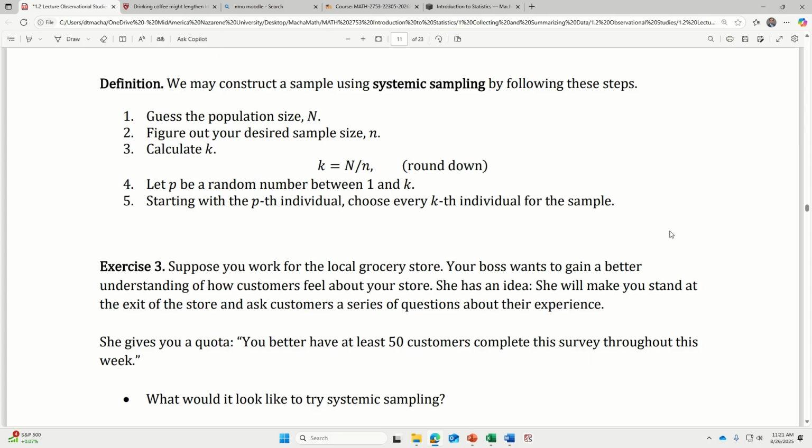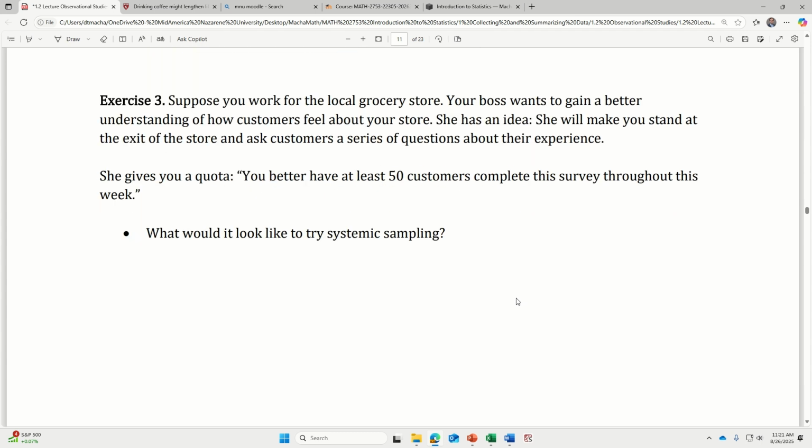Choose a random number between 1 and whatever k happens to be. Then, starting with that random number, you wait until you get to number 6 or whatever. Start with that individual, and after that, choose every kth individual. So let's talk about what it would look like to do this grocery store example.